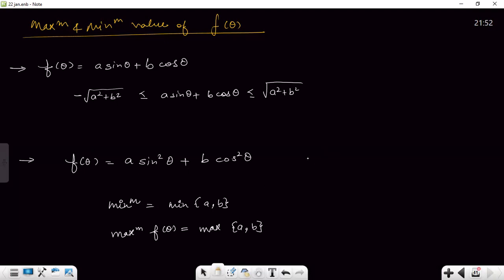Let's take an example. If 3 sine square theta plus 4 cos square theta is our function, its minimum value will be the minimum of 3 or 4. What is the minimum of 3 or 4? That is 3. The maximum of 3 or 4 is 4. Simple. As simple as that. Is that clear? Yes, sir.